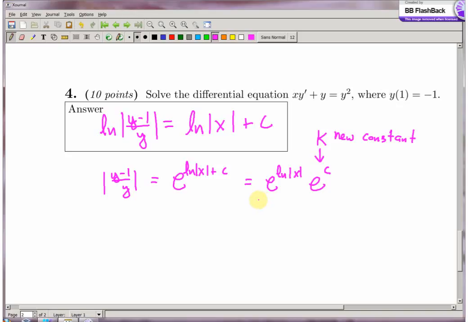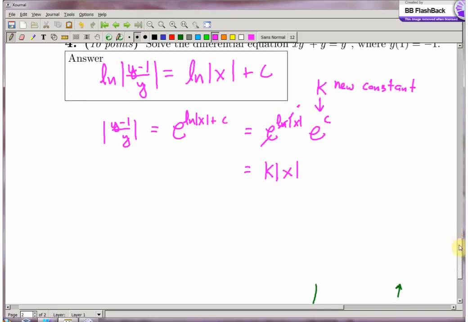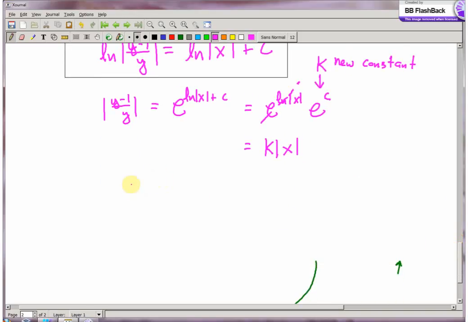And look what happens here. This is a composition of two inverse functions, right? So e and natural log cancel each other. So what I have here is k times the absolute value of x. Right, so just to recap, I have the absolute value of y minus 1 over y is equal to k times the absolute value of x.